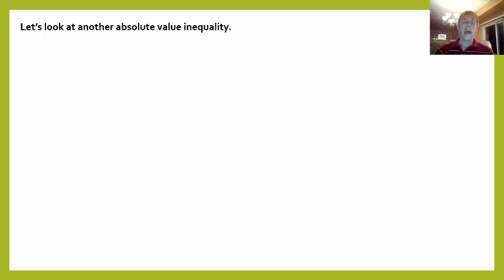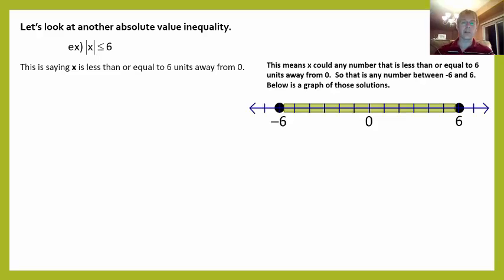Let's look at one more absolute value inequality here. So now let's look at the absolute value of x is less than or equal to 6. Well, what this is saying is that x is less than or equal to 6 units away from 0. So what does that mean on a number line? That means x could be at +6 or closer to 0, and x could be at -6 or closer to 0. So essentially it could be any number, including 6 and -6, or in between them. Again, we kind of have two inequalities going on here. X could be greater than or equal to -6, and x could also be less than or equal to +6.